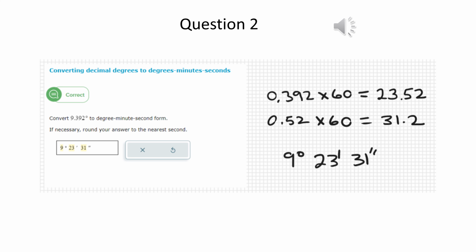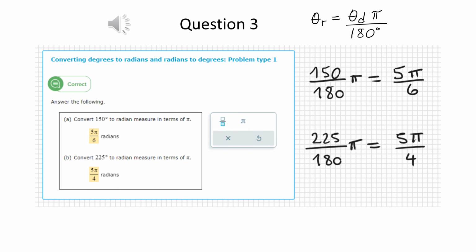Conclusion, the answer is 9 degrees, stays the same, 23 minutes, the whole part of the first calculation, and 31 seconds, the whole part of the second calculation. This is super easy. It's just applying the formula of the conversion degree to radian.